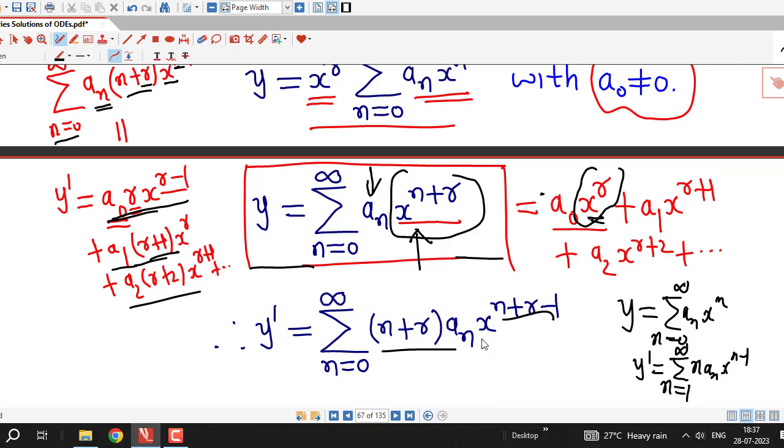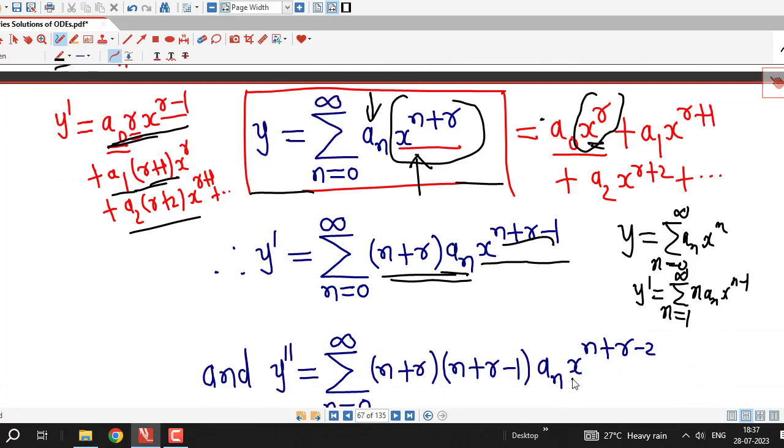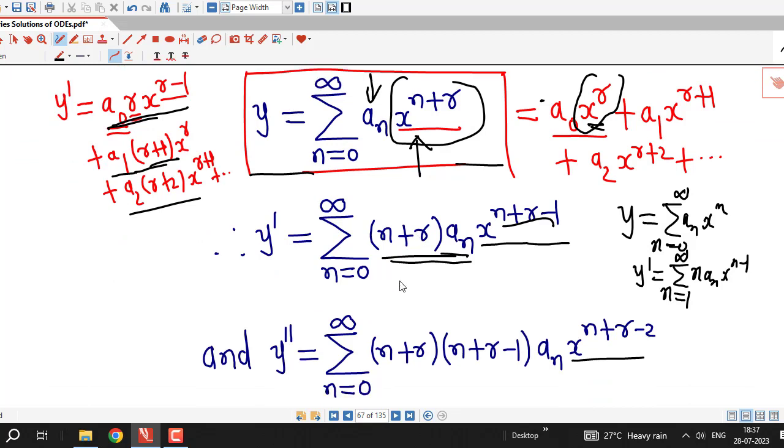Similarly, for y double dash, we keep these two terms as they are, since they are independent of x, and the derivative of x raised to n plus r minus 1 is n plus r minus 1 into x raised to n plus r minus 1 minus 1, that is x raised to n plus r minus 2, and the rest of the things as they are. So this is y double dash.